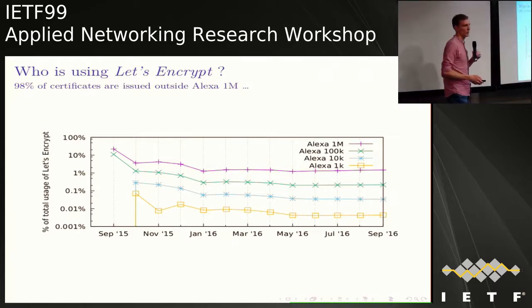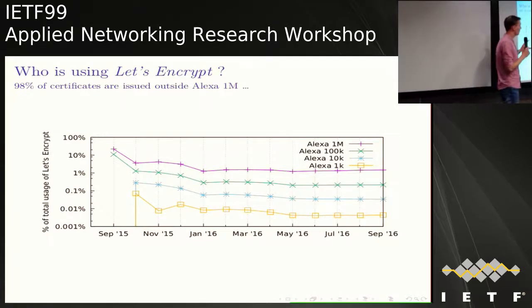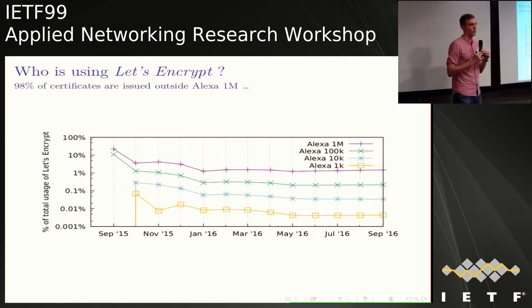Now, who is using Let's Encrypt? If you look at popular websites, you can see that it stabilizes in the summer of 2016. And every time you increase your top list by a factor of 10, they also contribute a factor of 10 more to the overall percentage of certificates or domains. So your Alexa top 1000 has a contribution of like 0.01%, and it goes up in tens and tens and tens. What's interesting is that the top Alexa 1 million only has about 2% coverage, which means that the other 98% are not for popular websites, at least from the perspective of Alexa.